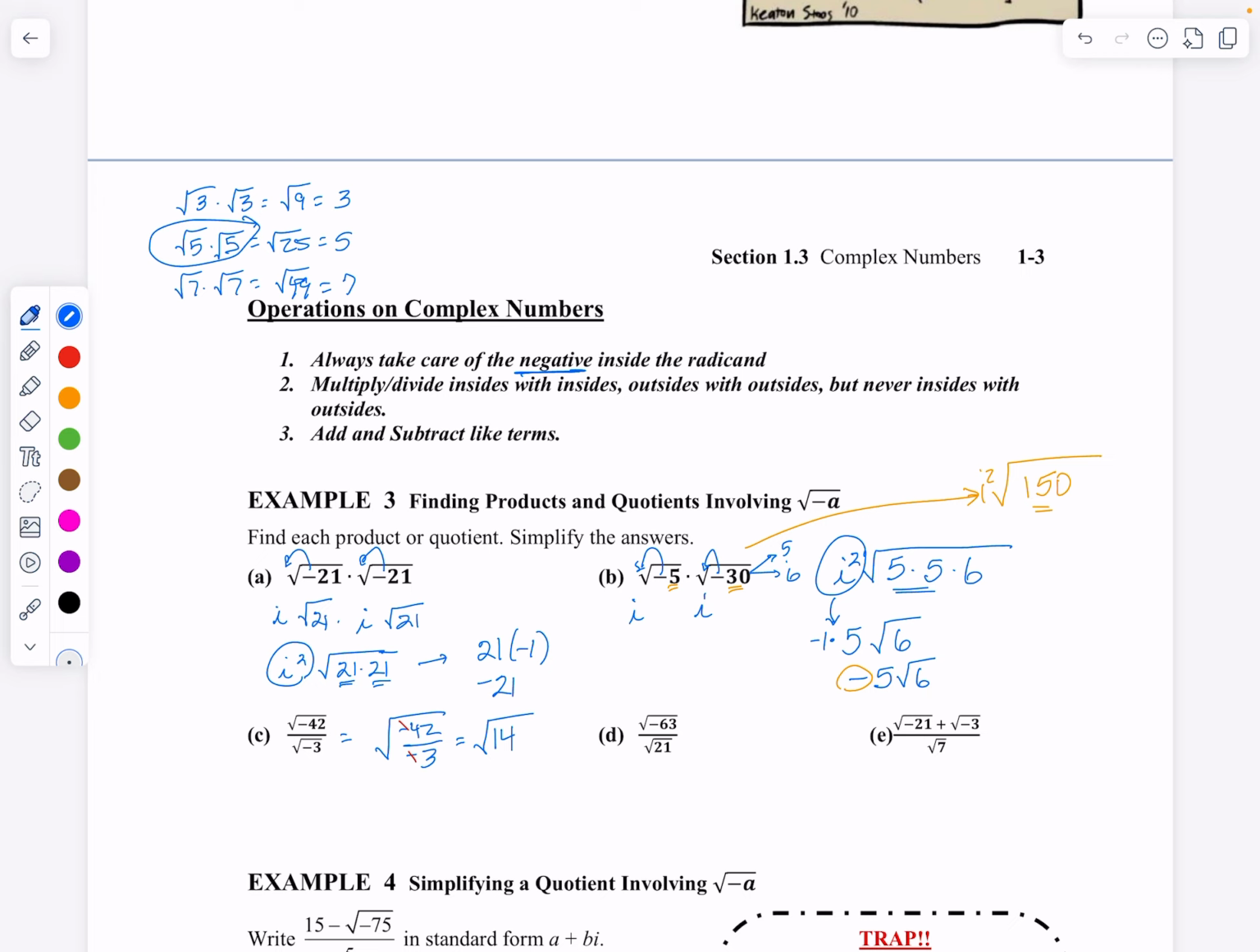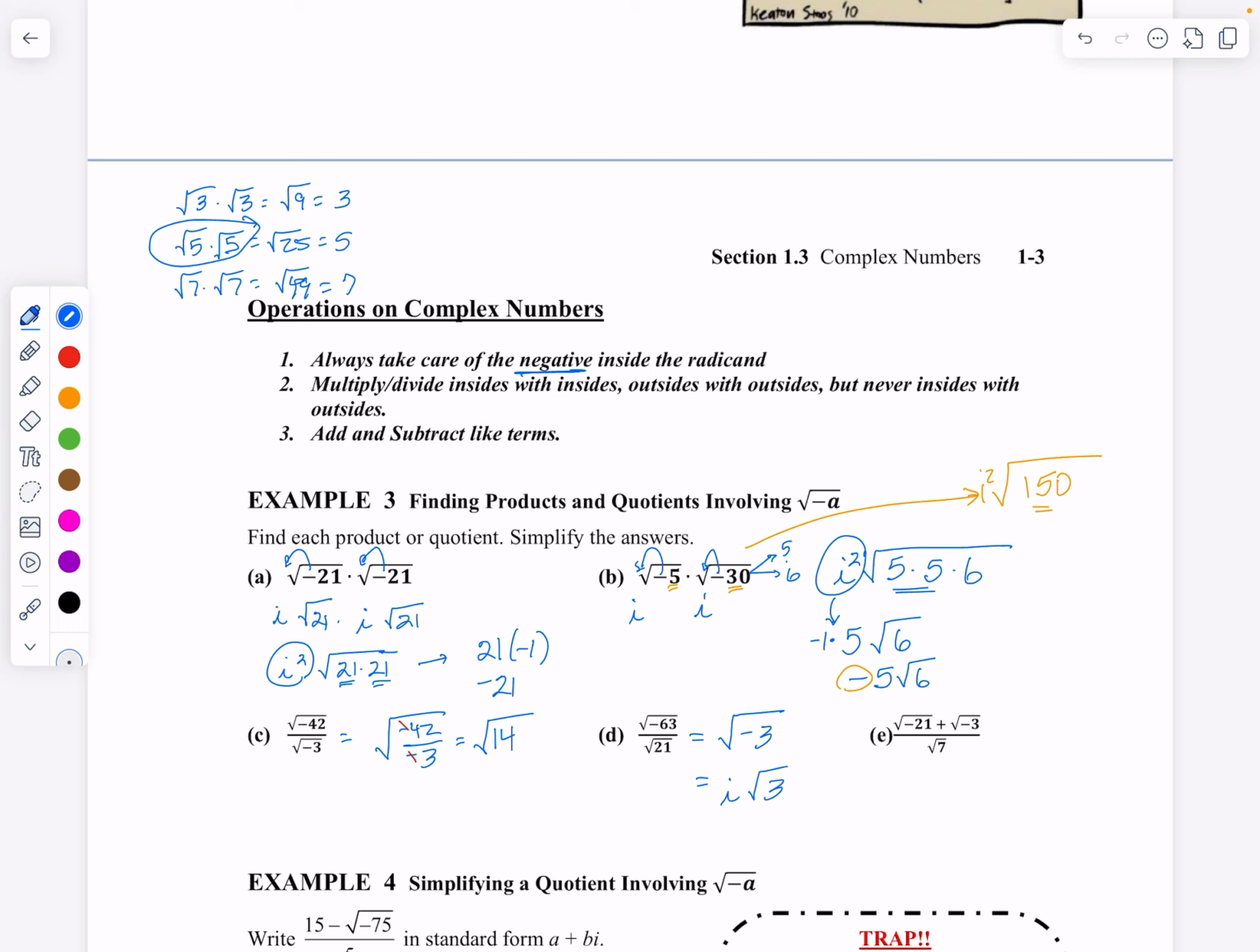So notice I can take 21. It goes into 63. So it goes into it 3 times? And then I'm going to take my i out, my square root of negative 1. So I get square root of 3.